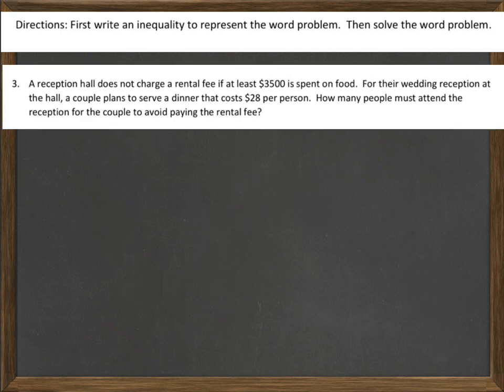Let's do another example. This one is an application word problem. It says a reception hall does not charge a rental fee if at least $3,500 is spent on food. So how can I write at least $3,500? Well, think about the phrase at least. If I have to be at least 21 years old to legally drink alcohol, that means I have to be 21 or older. So at least $3,500 means I have to spend $3,500 or more. That means greater than or equal to $3,500.